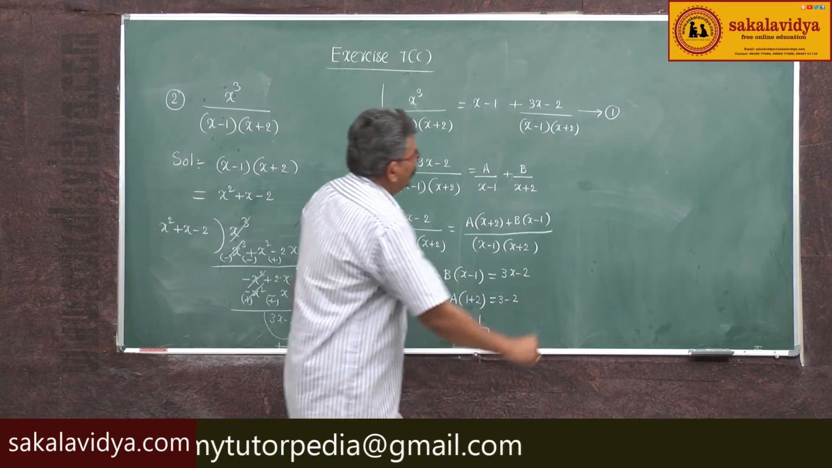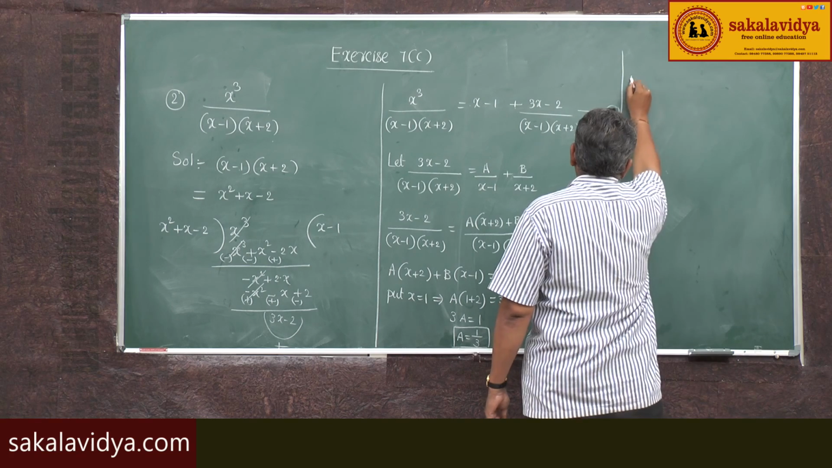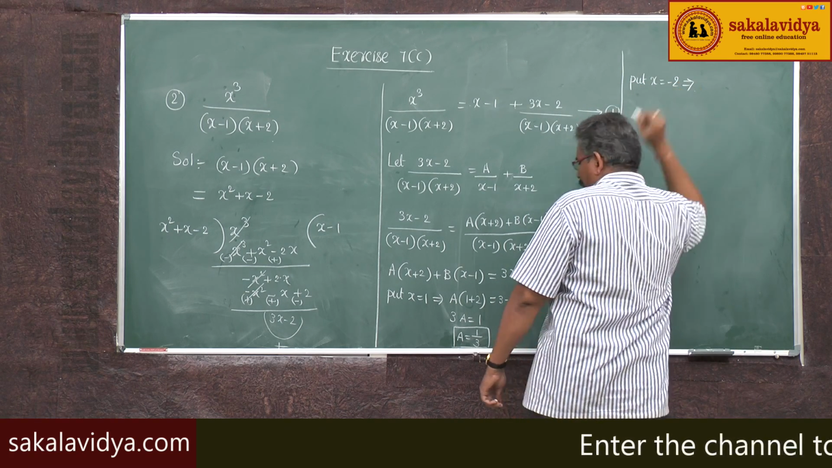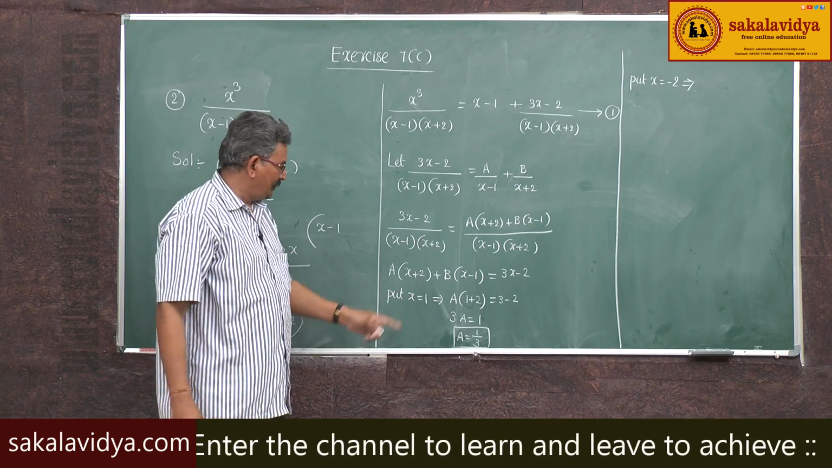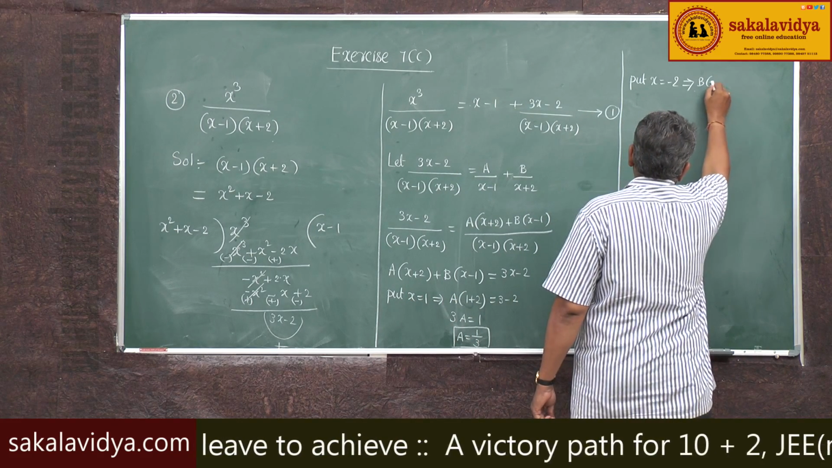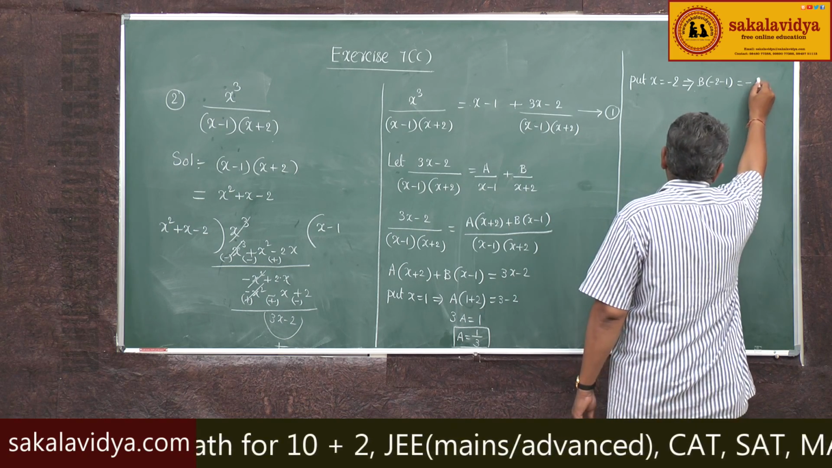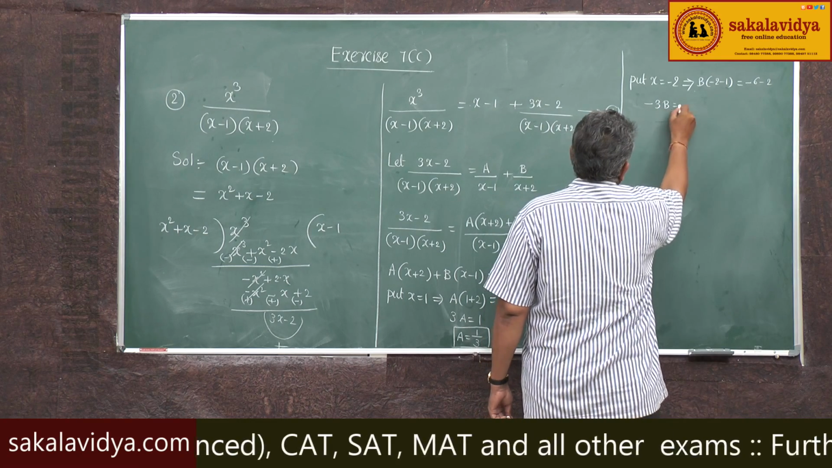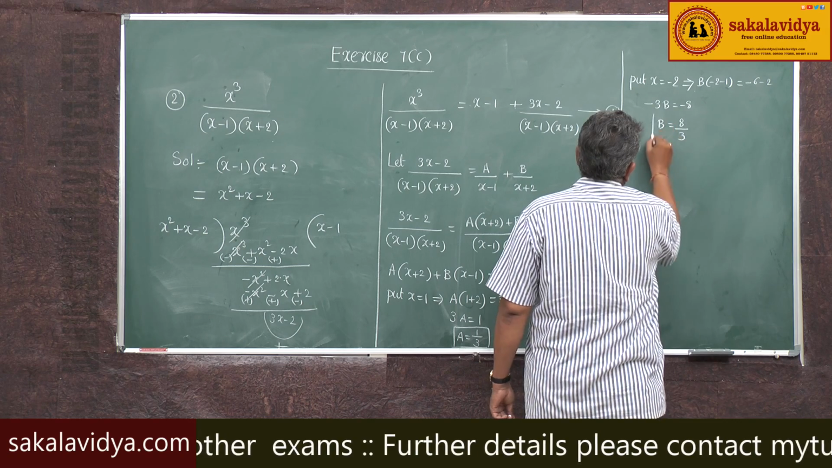Now, here let us substitute x equals minus 2. Put x equals minus 2. If you put x equals minus 2, what will become? This a of x plus 2 becomes 0. So, now b of minus 2 minus 1 equals, this is minus 6 minus 2. So, minus 3b equals minus 8. b equals 8 by 3.